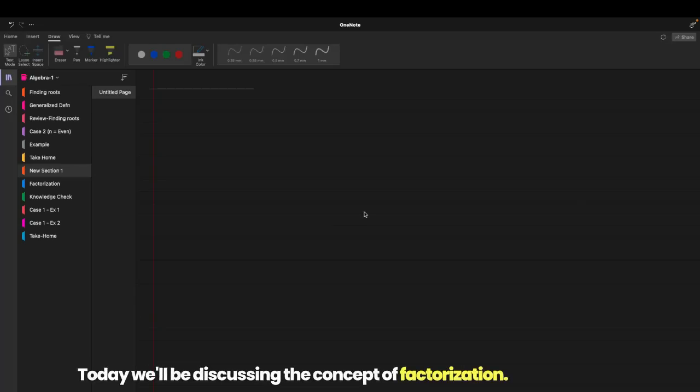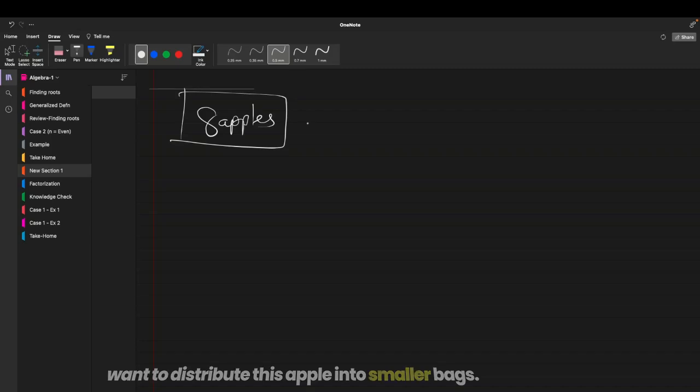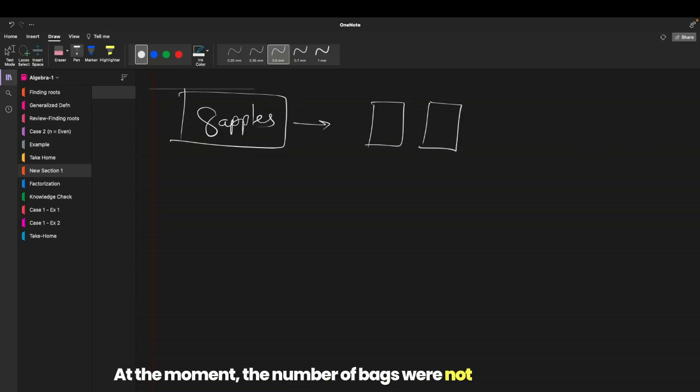Today we'll be discussing the concept of factorization. Imagine for a moment that you have a bag that contains 8 apples and you decided that you want to distribute these apples into smaller bags. At the moment, the number of bags is not specified, but we want an equal number of apples in each of the smaller bags. So what are your options really?